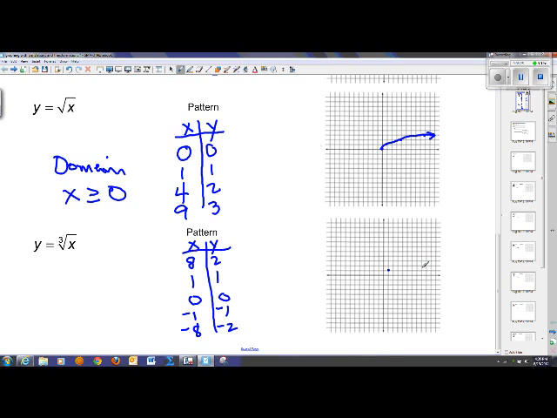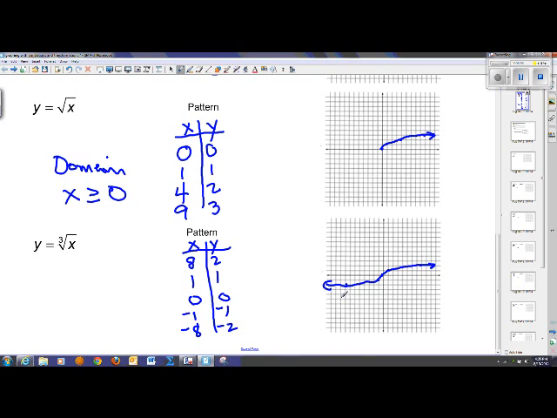8, 2 is right around here. Negative 1, negative 1, 0, 0, and 2, 4, 6, 8 is a negative type, down 2. Looks something like this. Not super great, but close.